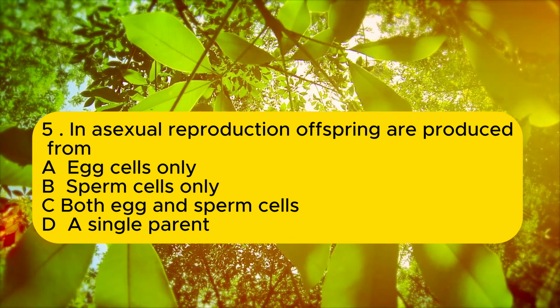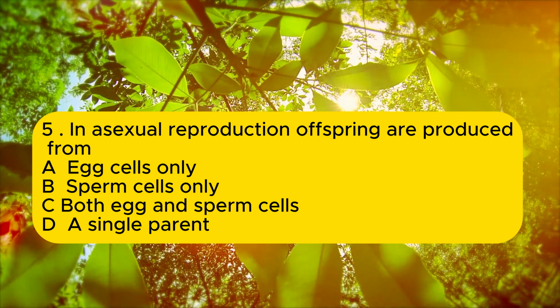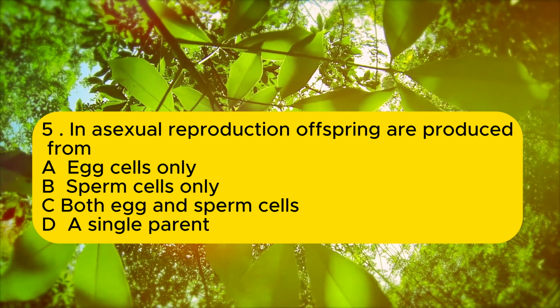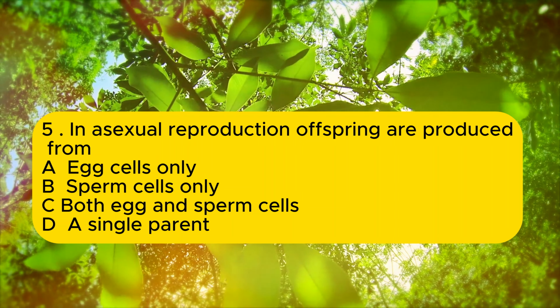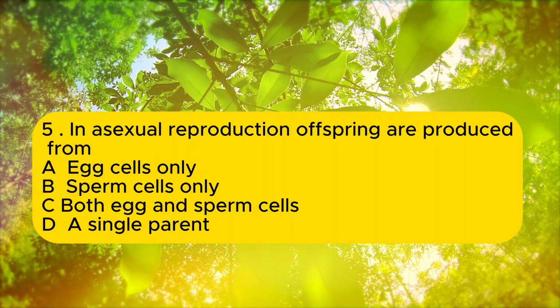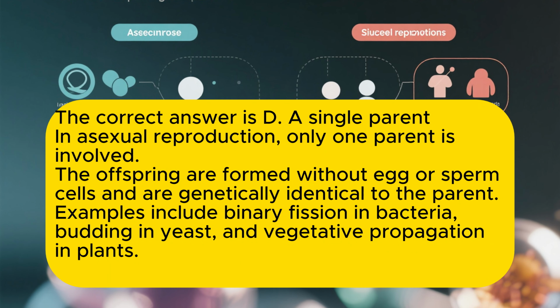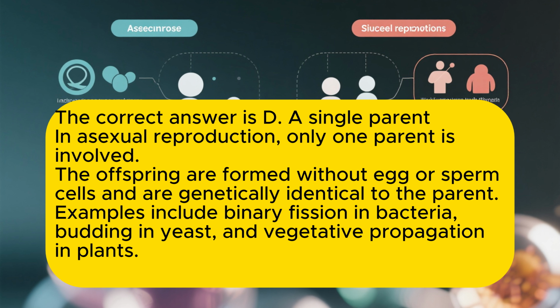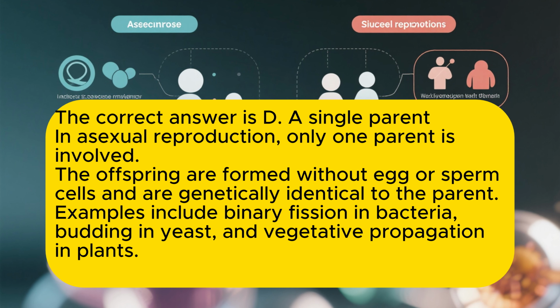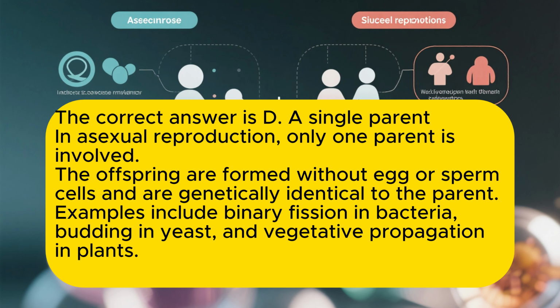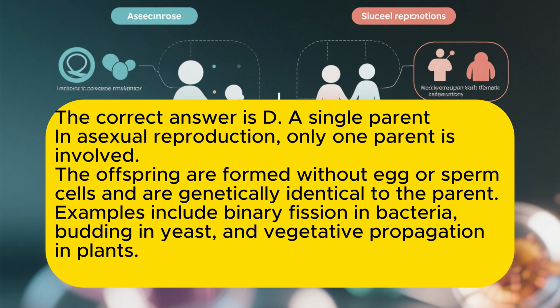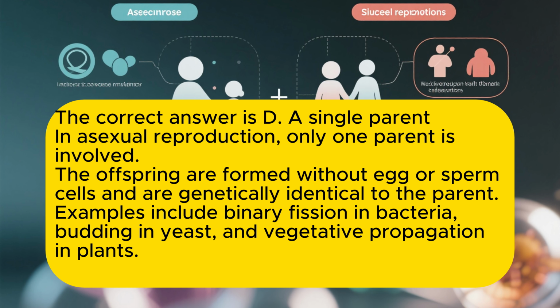5. In asexual reproduction, offspring are produced from: A. Egg cells only. B. Sperm cells only. C. Both egg and sperm cells. D. A single parent. The correct answer is D. A single parent. In asexual reproduction, only one parent is involved. The offspring are formed without egg or sperm cells and are genetically identical to the parent. Examples include binary fission in bacteria, budding in yeast, and vegetative propagation in plants.